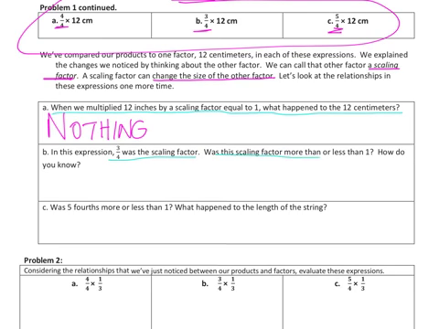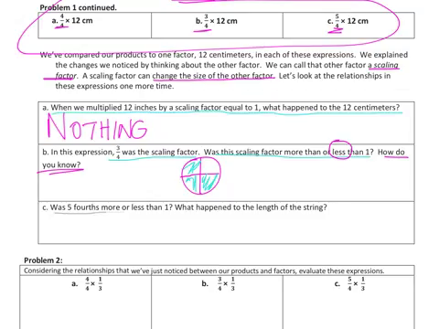Now in B, the scaling factor was 3/4. Is this scaling factor more or less than 1? Well, it's less than 1. 3/4 of a pie is less than a whole pie. How do you know? Well, here's how I know. Here's 1. Here's some fourths. Uh-oh, 3/4 is not the whole thing. That's how I know.